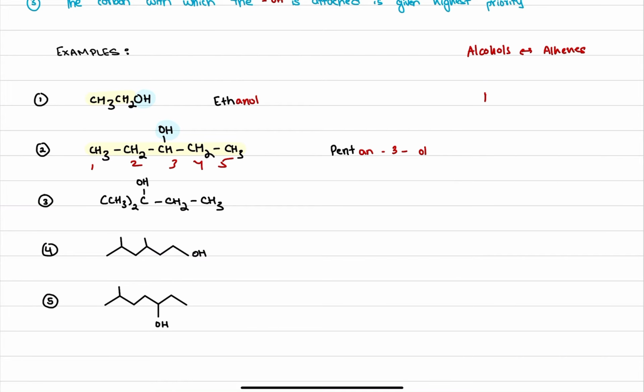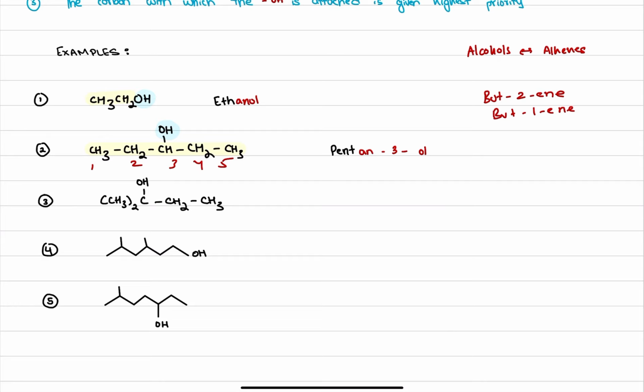So this is very similar to saying but-2-ene, or saying but-1-ene. So that's why I said that we kind of do the same thing in alcohols as we do in alkenes. So we call it pentan-3-ol. So this tells us that our OH group is attached on the third carbon.